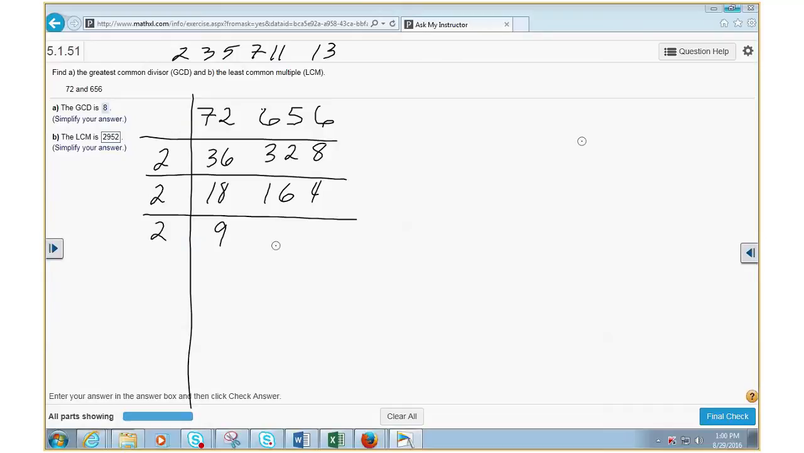9 and 82. Uh-oh, what's wrong? Real math stop, why? Okay, 2 doesn't go into 9. I know y'all didn't hear that, because I could barely hear it. 2 doesn't go into 9. But what about other numbers? Well, what about 3? 3 will go into 9, but 3 won't go into 2. So real math stops. So that is your greatest common divisor. 2 times 2 times 2.